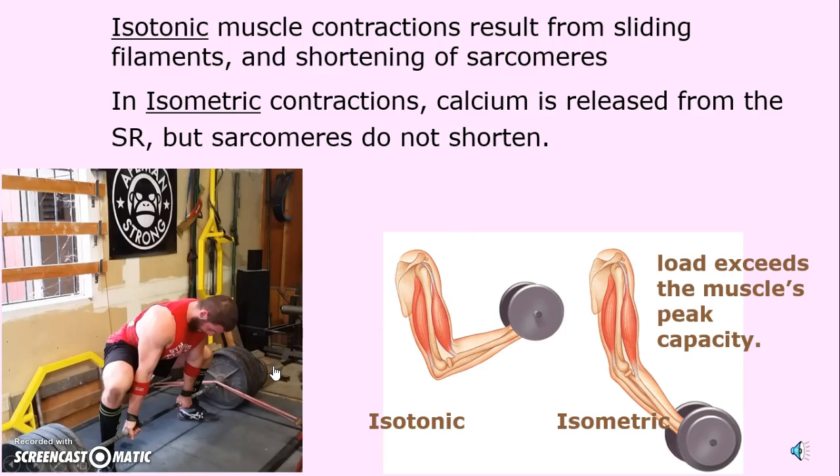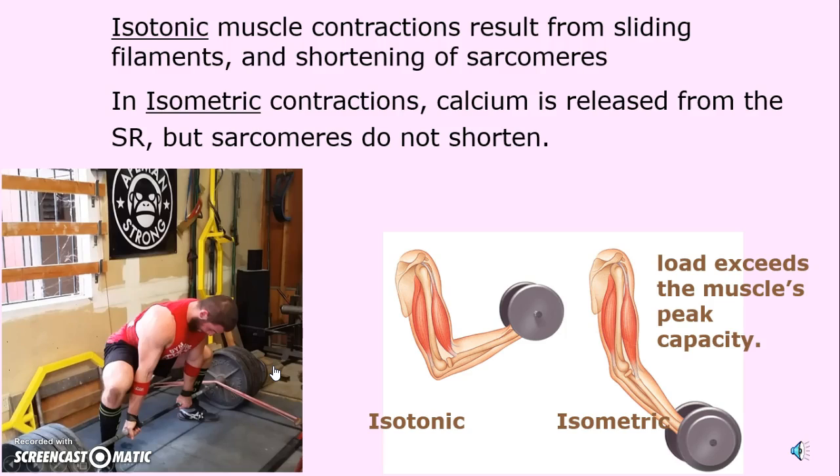Here we have a good example of two types of contractions. Isotonic is the one we usually think of, where there's a sliding process. But isometric is where we have calcium released, ATP is involved, but the sarcomeres do not shorten.